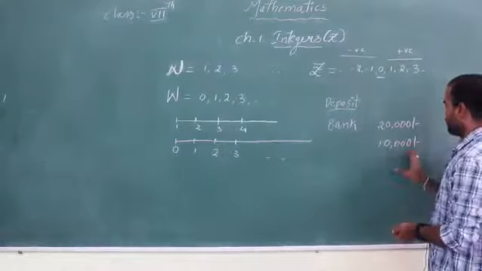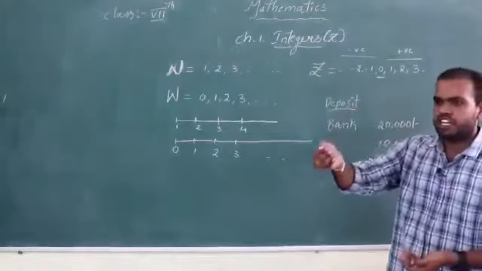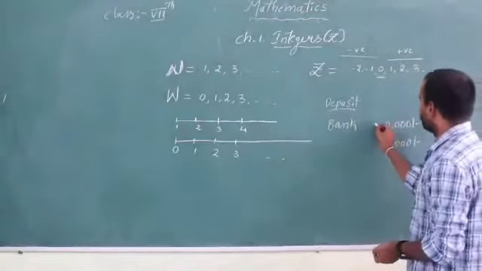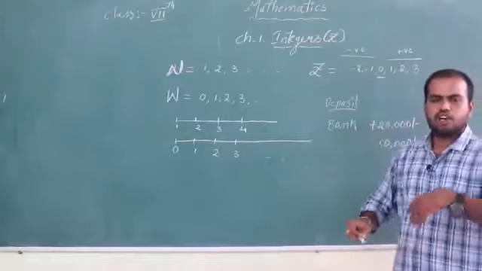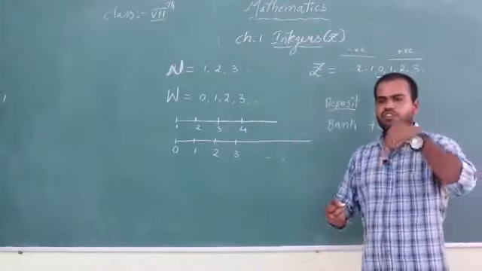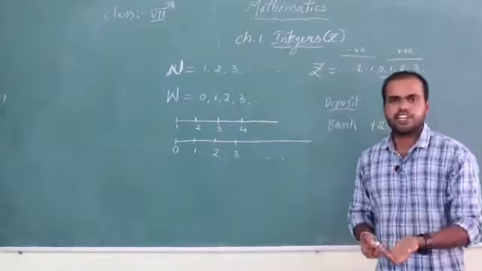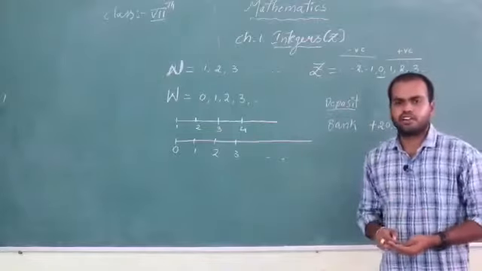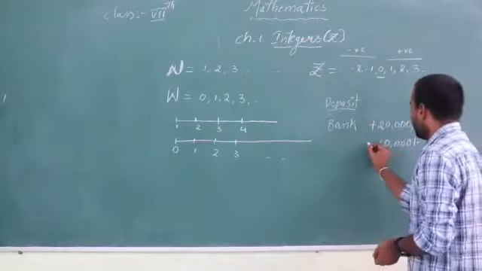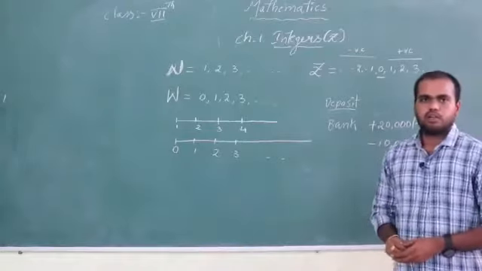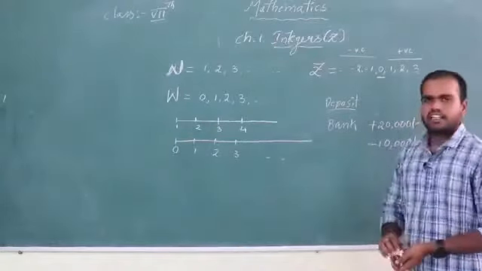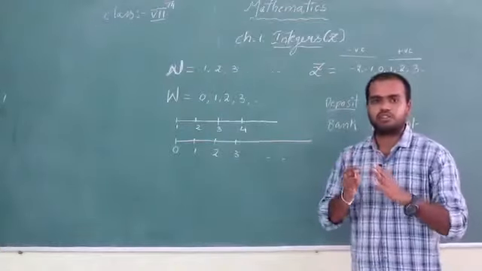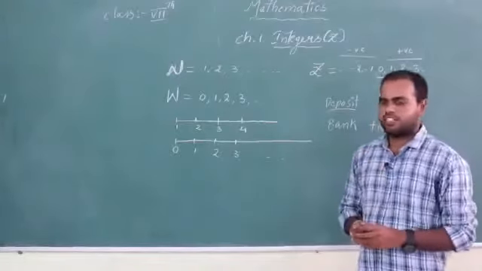Now how will you represent this? Whatever amount you deposit in the bank, we indicate with a plus sign. These are positive numbers. Whatever amount is credited to your account is plus. Whatever amount is deducted from your account, the debit, we use negative numbers. This is one case, and let's see one more example of why and where we use integers and why we study them.